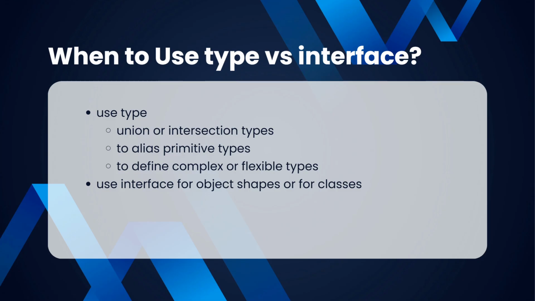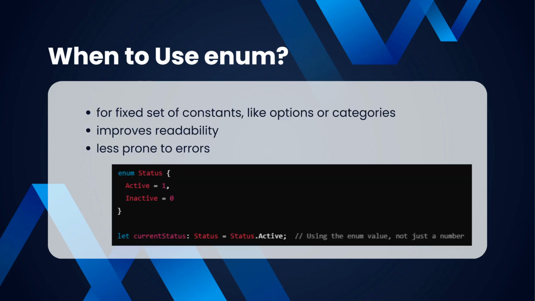When to use type and when to use interface. Use interface for object shapes or when defining a construct for classes. Use type when you need union or intersection types, you need to alias primitive types, or you want to define complex or flexible types that interface cannot express easily.